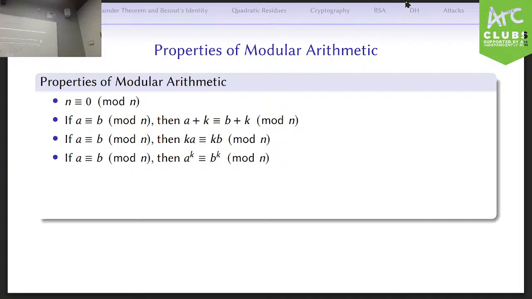Now, if we have a equivalent to b in mod n, that means a minus b is equivalent to 0 in mod n, which is why this product is equivalent to 0 in mod n, because a minus b is a factor. Hence, we can actually say a^k minus b^k is equivalent to 0 in mod n, which is why a^k is equivalent to b^k in mod n.